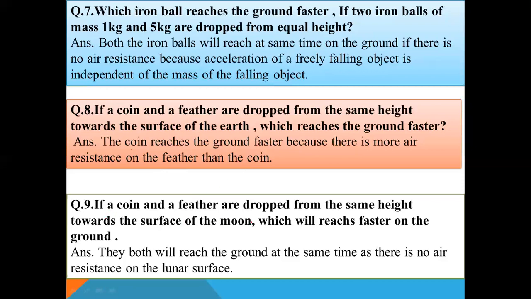If a coin and a feather are dropped from the same height towards the surface of the moon, which will reach faster? They both will reach the ground at the same time, as there is no air resistance. Whenever there is no air resistance, the feather and coin both reach the ground together. If there is air resistance, they will not reach together, and the coin reaches faster than the feather because more air resistance acts on the feather.